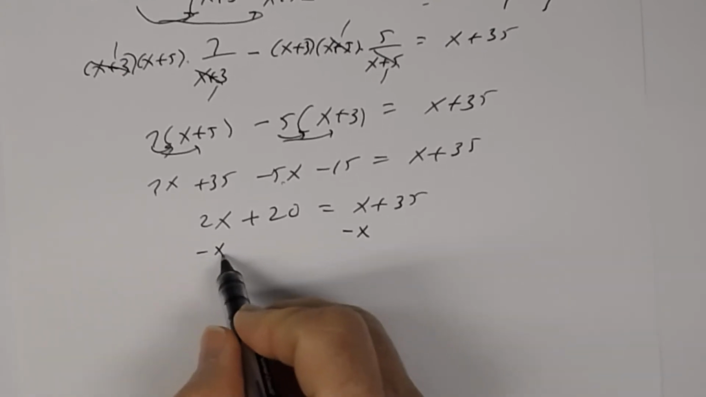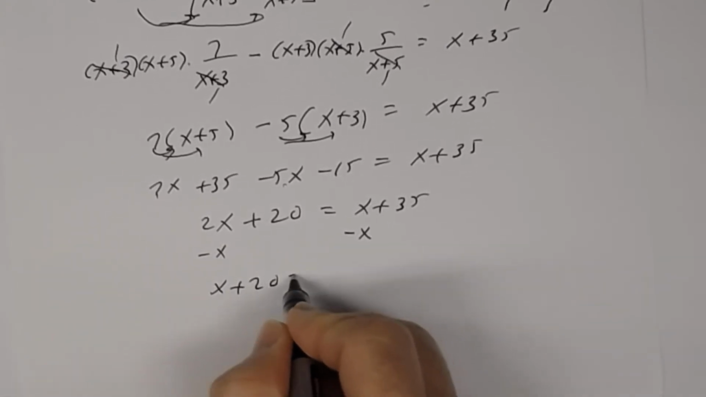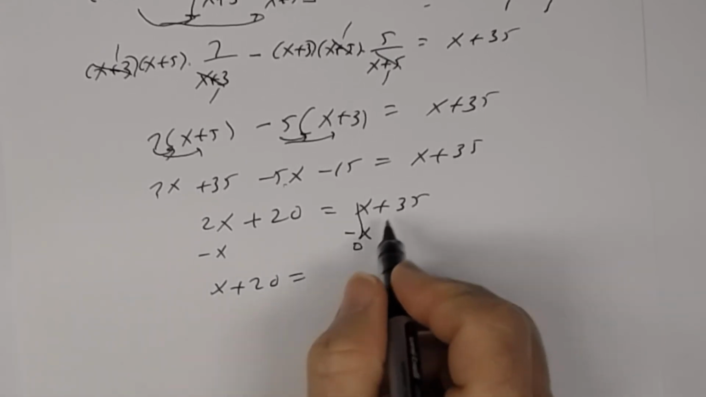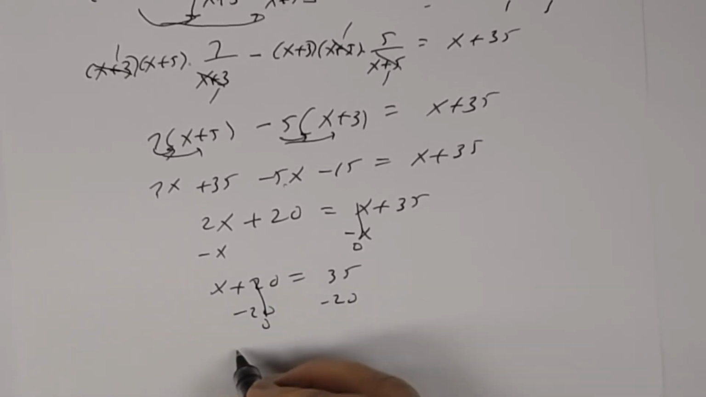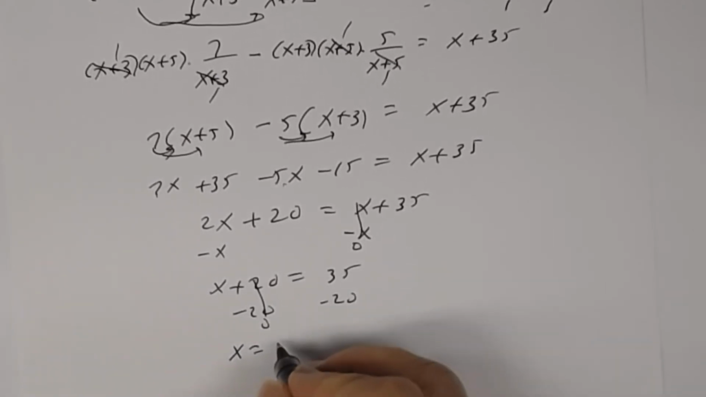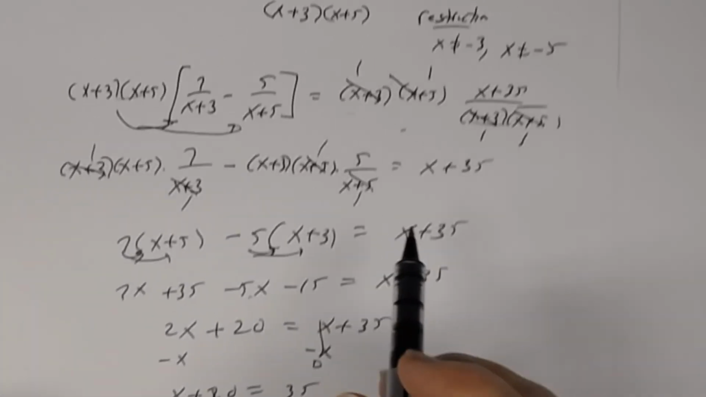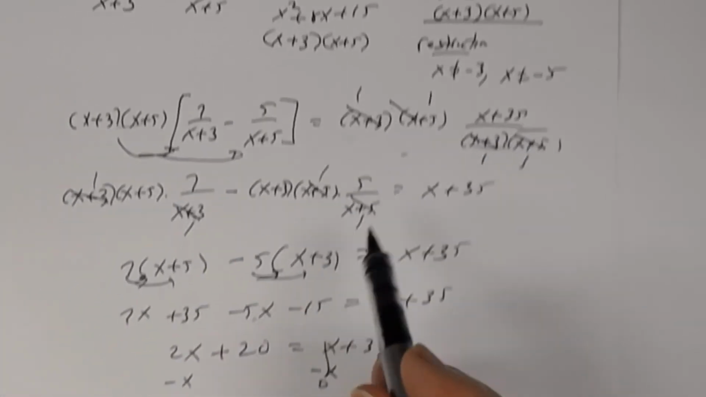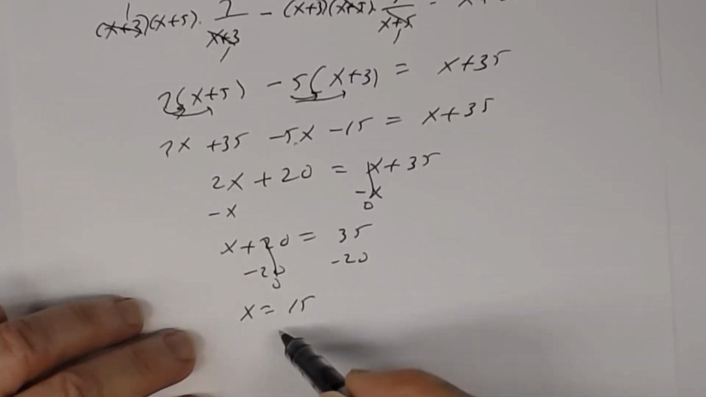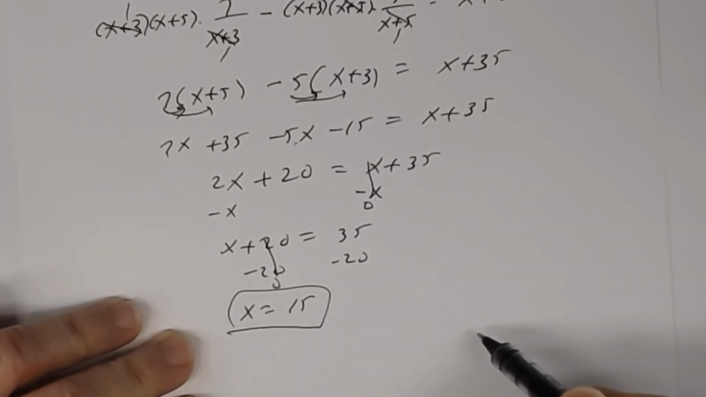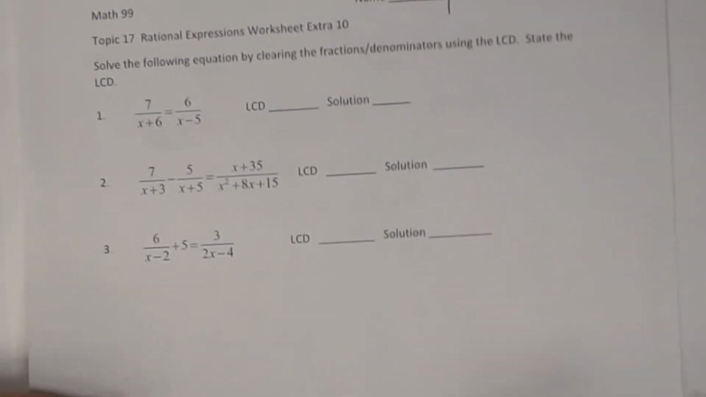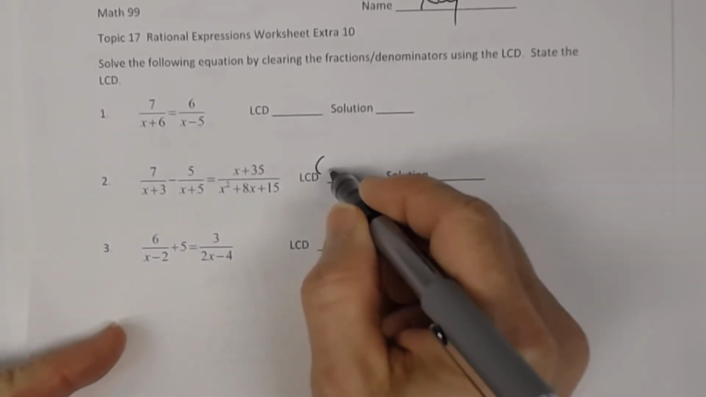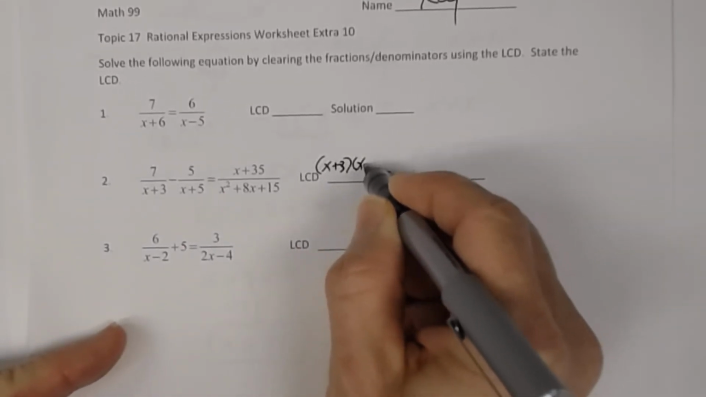Subtract x from both sides. 2x minus x is x plus 20 equal, this is 0, x minus x is 0. 0 plus 35 is 35. Subtract 20 from both sides. Combine like terms. I get x to be 35 minus 20 is 15. And 15 is not a restriction. So as long as I did this work correct, this is a solution. So that's your solution. All right, so in the blank right here for number 2, you're going to say the LCD is x plus 3 times x plus 5, and your solution is 15.